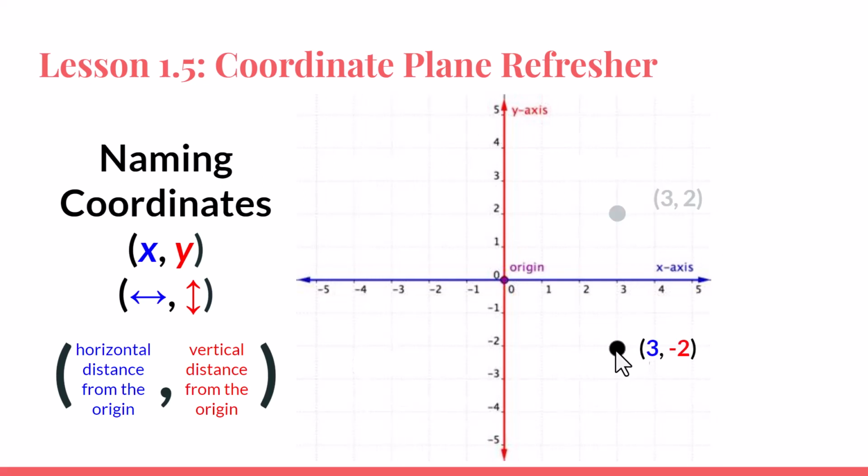If I had a coordinate that was lower than this blue number line, I would still start at the origin, see how far to the right I went for my first number, and in this case, how far down I would move, which would give me a negative number on this red number line. Let's get started with the activity now that we're reminded of how to name coordinates.